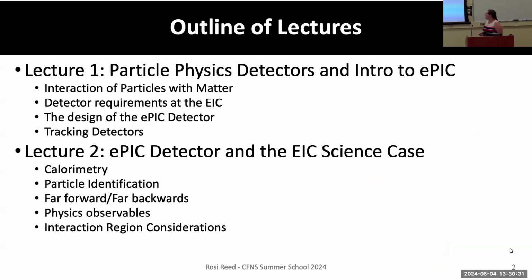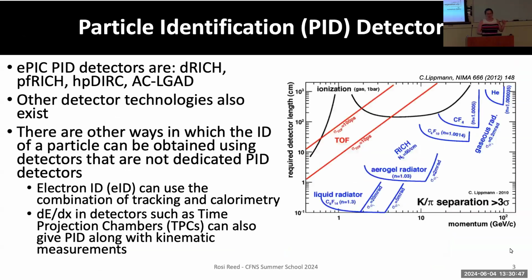So I'll give you the second part of my introduction to experimental physics. So this is just my outline again. I'll be talking about calorimetry, particle identification. Okay, I didn't put these in order. I actually decided to leave most of the far forward, far backwards for my good colleague Alex Ganch, some physics and interaction region considerations. So let's start off with PID.